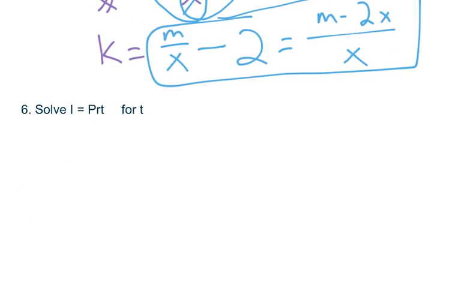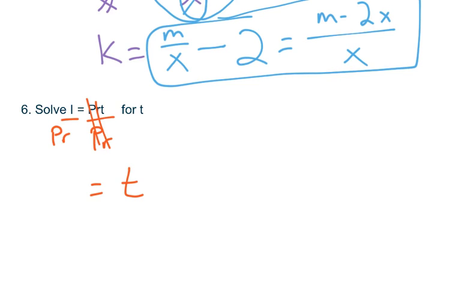Let's try one more here. I equals prt for t. Okay, so this is all multiplying, p times r times t. So this one's actually going to be pretty simple. If I want to solve for t, and I'm originally taking t times p and times r, to undo multiplying by p and r, we should just divide both sides by p and r. So the p's cancel, the r's cancel. The right hand side is left with t, which is what we want because we're solving for t.